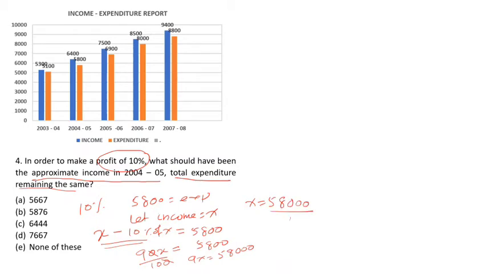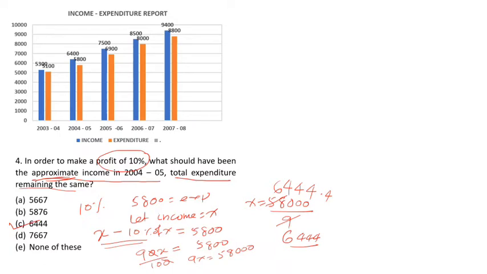58,000 divided by 9. So when you do this, 6 9s are 54, again 40, 4 times, again 40, 4 times, again 40, 4 times, 0.4. So 6,444.4. We have been asked to find the approximate value from the given options. So the approximate value will be 6,444. So 6,444 is option C. You can mark C as the correct answer here.